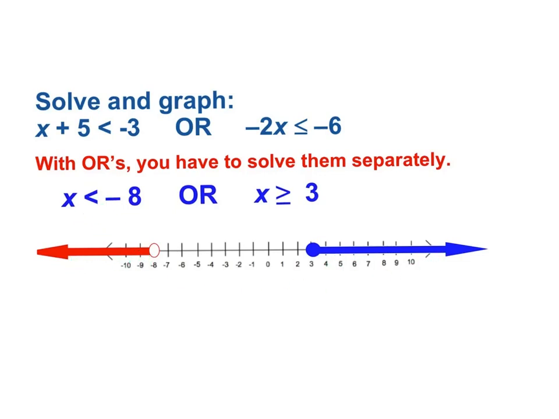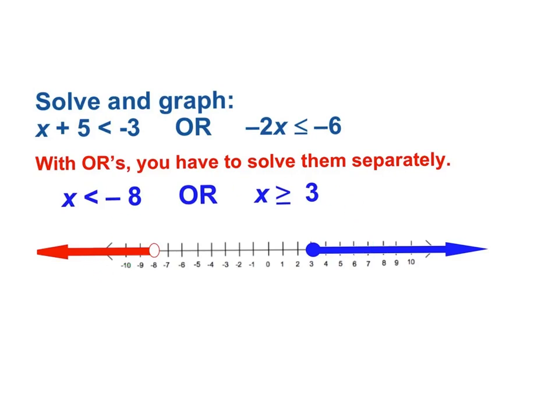And here's the great thing. Most of the time, when you have an or, they're going to have arrows going in separate directions with space in between. Because you can either be here or here. You can't be in both places. That's why it's an or. If this was an and, if you had an and the graph looked like this, the answer would actually be no solution, because there's no way to be here and here at the same time.